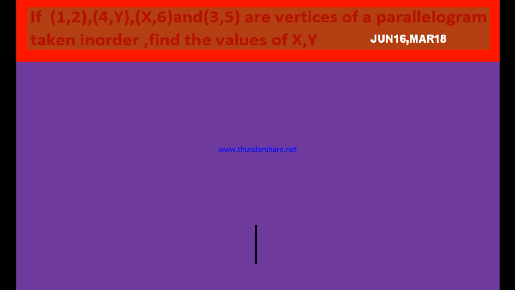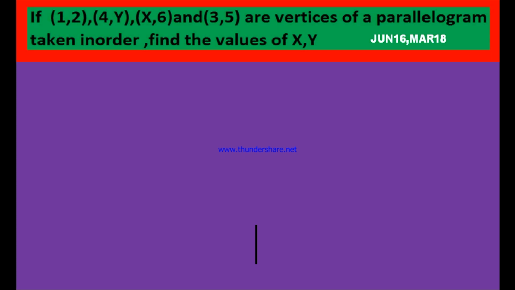Now another question. If the points (1, 2), (4, y), (x, 6) and (3, 5) are the vertices of a parallelogram taken in order, then find the values of x and y. I shall repeat. If the points (1, 2), (4, y), (x, 6) and (3, 5) are the vertices of a parallelogram taken in order, then find the values of x and y. This question appeared in public exams June 2016 and March 2018.